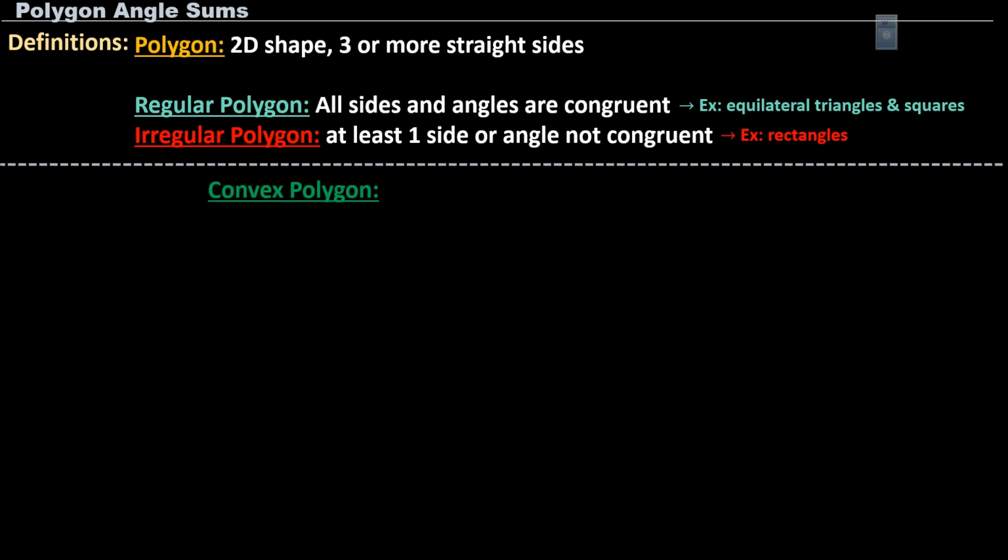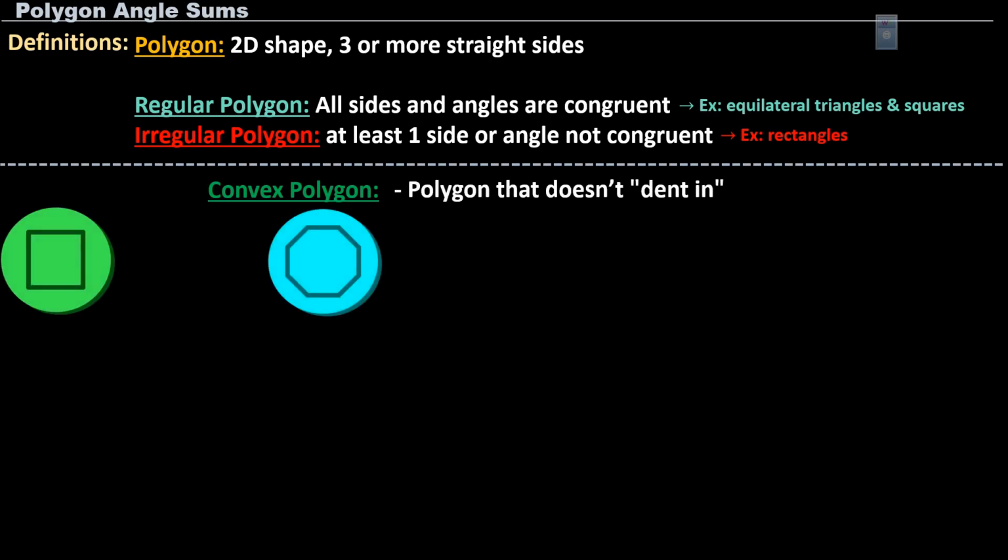From there we can talk about two subsets, the first being a convex polygon. And a convex polygon is a polygon that doesn't dent in. So our first two shapes that we can look at is the square and the octagon. These are both not denting in anywhere. Anywhere that there's a vertex, it's always pointed outwards for the square. And again, anywhere that there's a vertex on this octagon is pointing outwards. It's not dented inwards at all. Now these are both considered to be regular polygons because they're symmetrical, they're congruent all the way around.